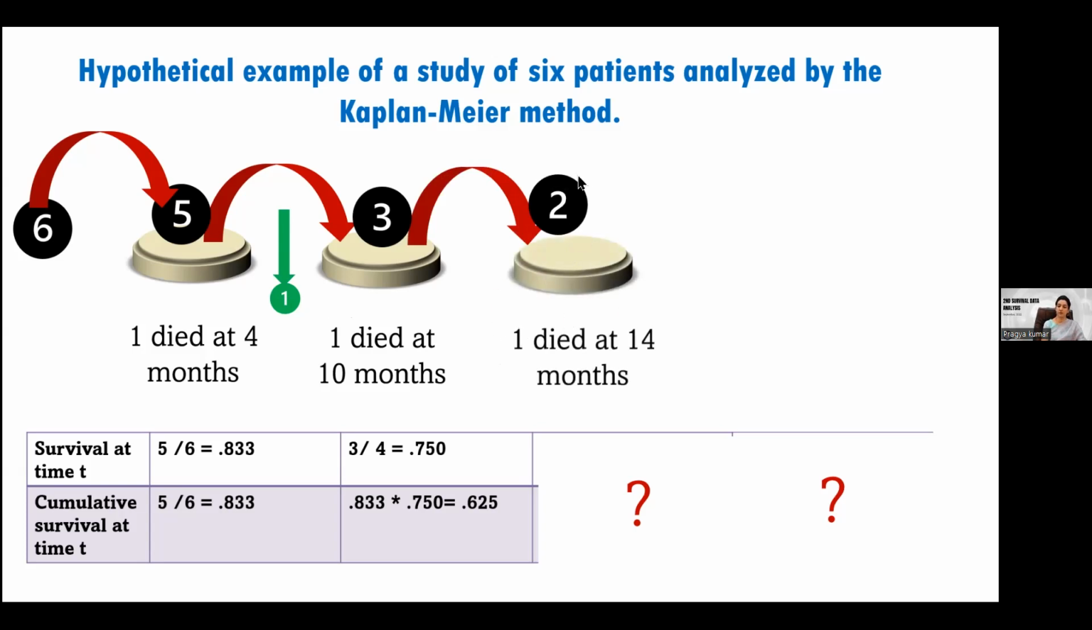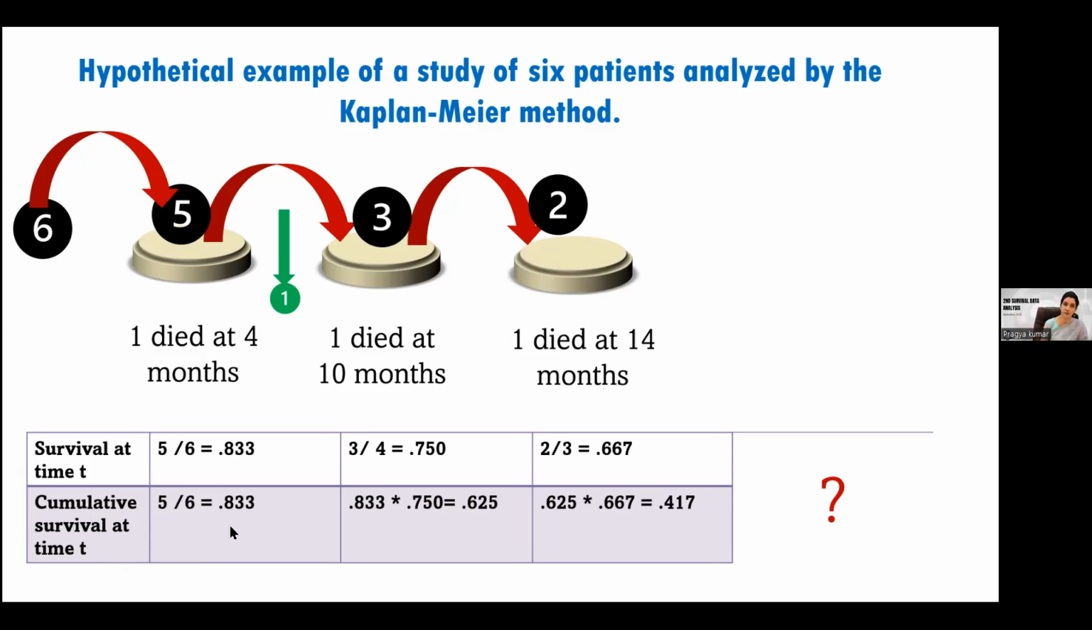Then you can see that one died at 14 months. In that case, what will happen? 2 will be left, there is no loss to follow-up. So 2 by 3, it will be 0.667. Now, this is the instantaneous survival which we were talking about, where you are calculating the survival at time t. When that event has happened, you assume that the person has survived up to that event, and then you calculate the cumulative survival.